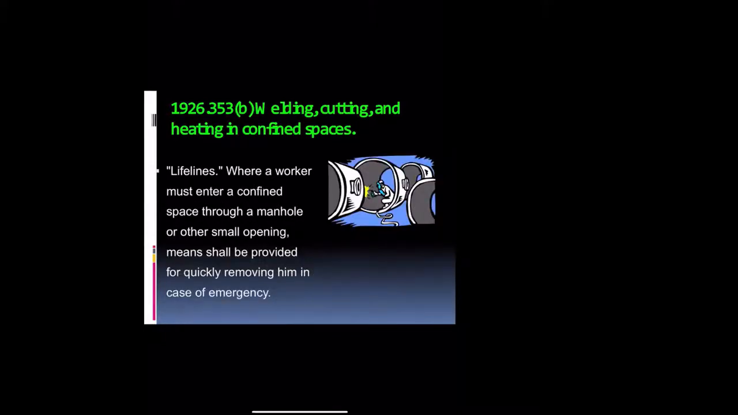If you were doing hot work like cutting, welding, and heating, is where lifelines come into play. It's where a worker must enter a confined space through a manhole or other small opening, means shall be provided for quickly removing them in the event of an emergency. This is when you start to see the tripods over the hole when you're doing hot work because there's a possibility of heat stroke, heat exhaustion. You could just be creating the hazardous atmosphere by cutting, burning, or torching. They have to use a fall protection harness and be tied off to something that can remove them from the space.